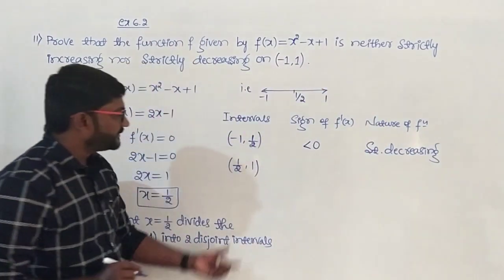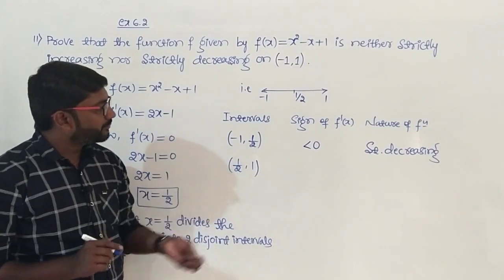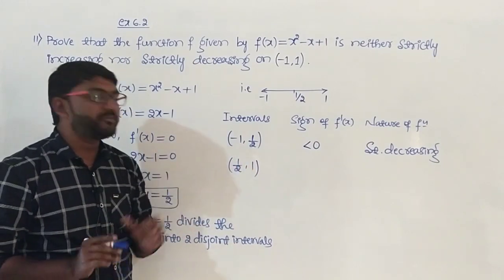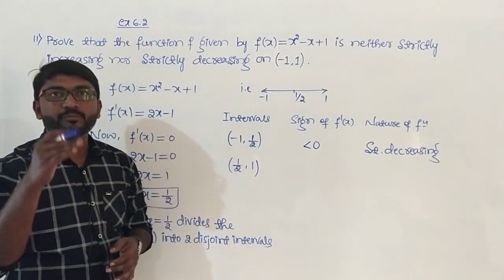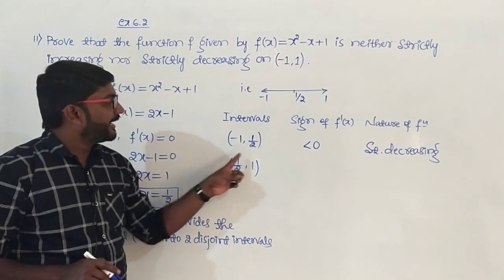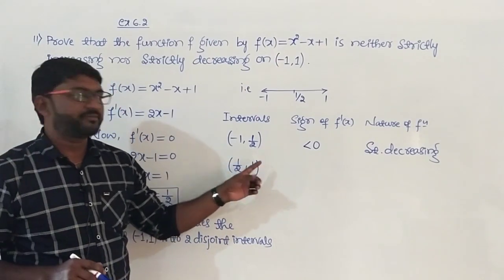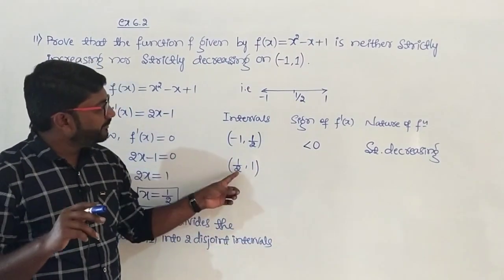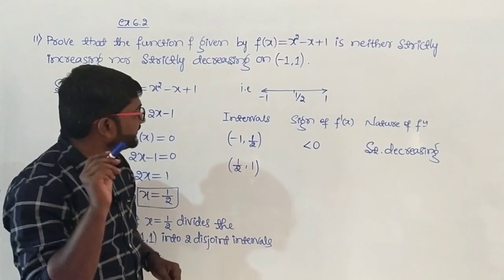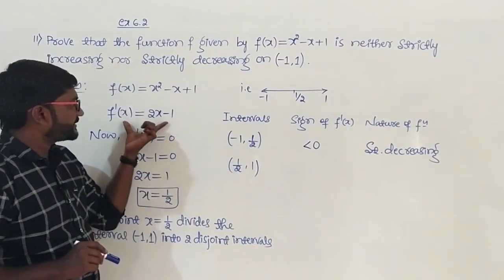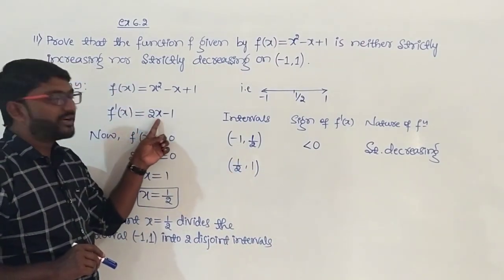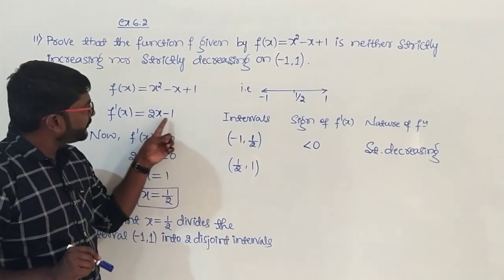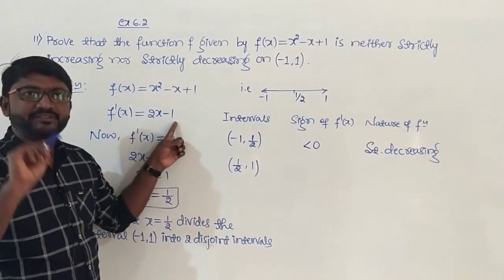Now consider this interval, open interval 1 by 2 comma 1. You have to leave the end points. So take an in between value. 1 by 2 is nothing but 0.5. In between 0.5 and plus 1 we can take any value, for example 0.6, 0.7, 0.8, 0.9 and so on. So I'll be taking 0.7. Substitute that 0.7 in f dash of x. So here 2 into 0.7 minus 1. 2 into 0.7 is 1.4. 1.4 minus 1 is 0.4. 0.4 is greater than 0.